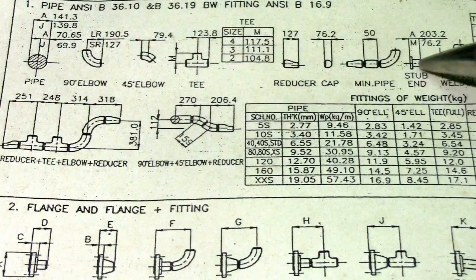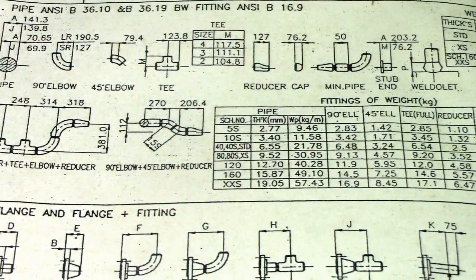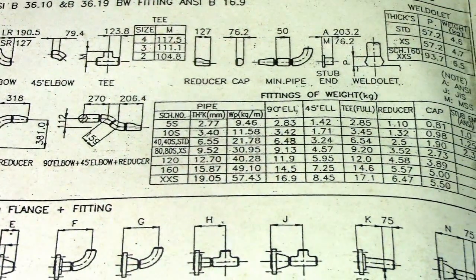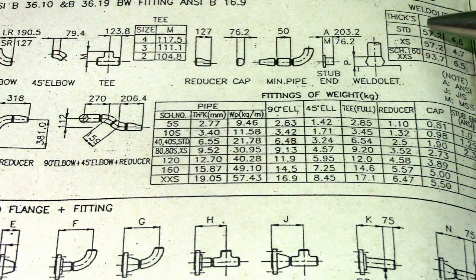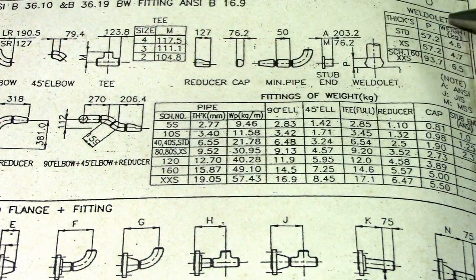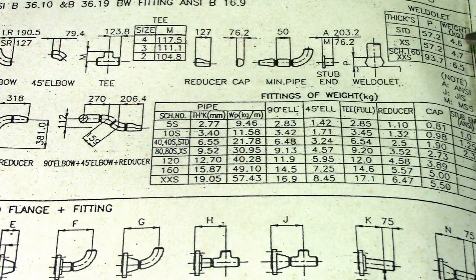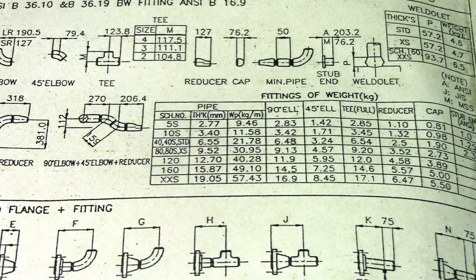So this is stub end, this is in dimension, and we have a weldolet. Okay, in the weldolet they have a thickness and weight. Okay, so this is it. So this is thickness. So we have standard XS, schedule 160, and XXS: 50, 57.2, 57.2, 93.7. This is the weight of this weldolet: 4.6, 4.7, 6.5. Okay.